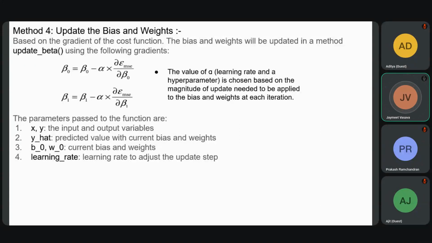So the fourth method is to update the bias and the weights. Based on the gradient of the cost function, the bias and the weights will be updated in a method update beta using the following gradient. This is nothing but referring to the already discussed beta 0 hat and beta 1 hat expressions that we have seen in the beginning of the session, where beta 0 is the intercept, beta 1 is the coefficient, and alpha is the learning rate.